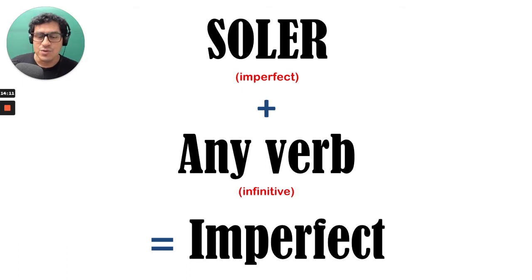I have shown you examples where you use the verb soler and another verb in infinitive to speak about things that you used to do in the past. However, you can also use the imperfect tense conjugation of that verb to speak about the same things that you used to do in the past. Take a look at this example here.